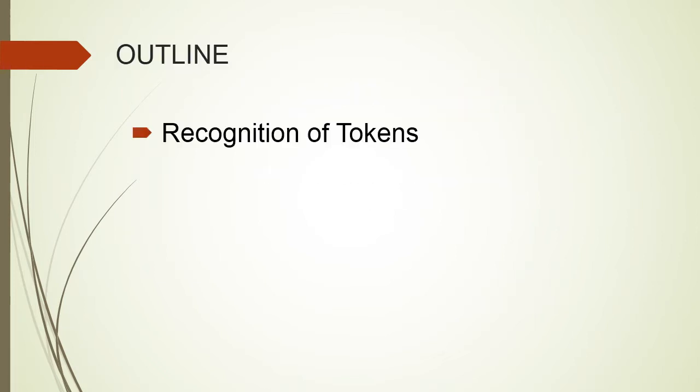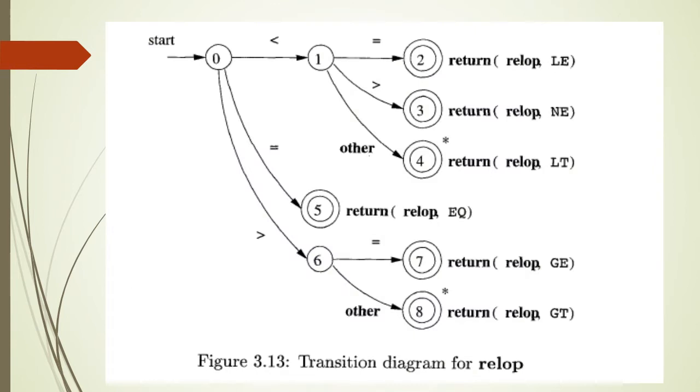In this session, we are going to discuss how to recognize a token using a transition diagram. This is the transition diagram for the relational operator. You have already studied transition diagrams in more detail in the subject Finite Automata.